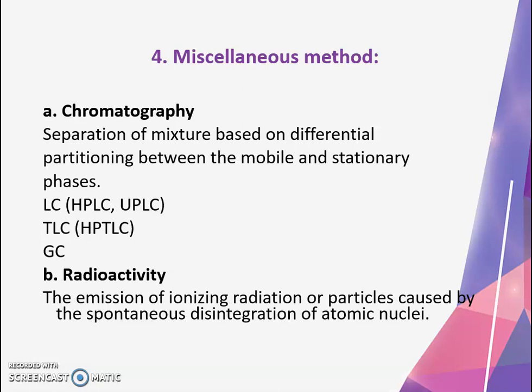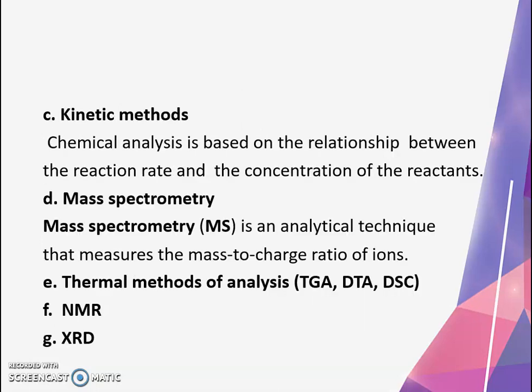Next is radioactivity. Here the emission of ionizing radiation or particles caused by the spontaneous disintegration of atomic nuclei are measured. Kinetic methods. Here chemical analysis is based on the relationship between the reaction rate and concentration of reactants. Next is mass spectrometry. It is an analytical technique that measures the mass to charge ratio of the ions.